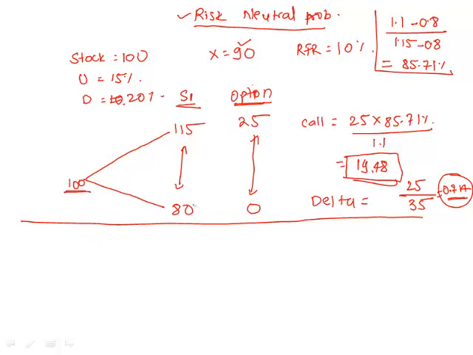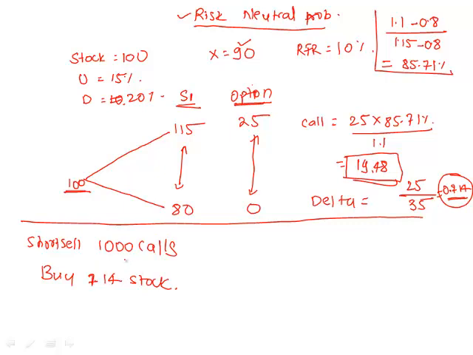I am going to build a delta neutral portfolio now. How? I am going to short sell 1000 calls and buy 714 stock. When I build this delta neutral portfolio, that risk neutral probability will ensure that I earn only 10% on this portfolio, never more than that or less than that. Let's see how.